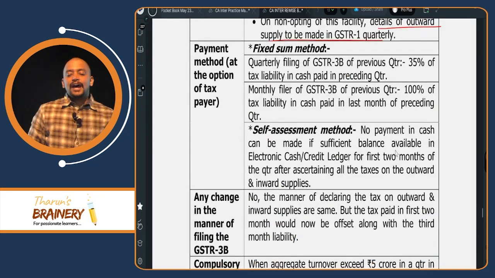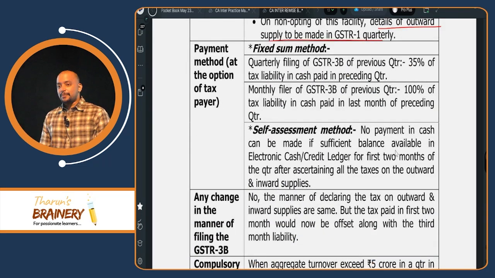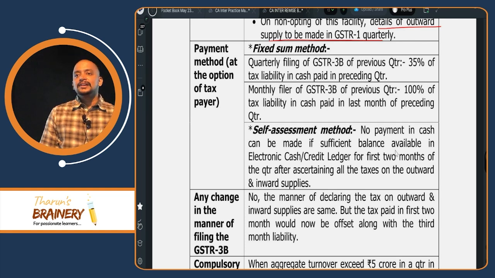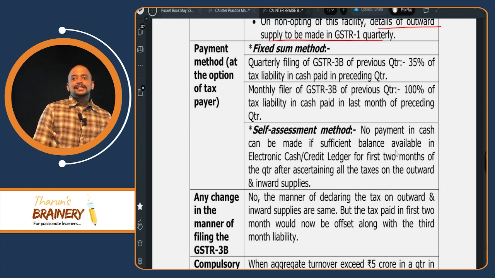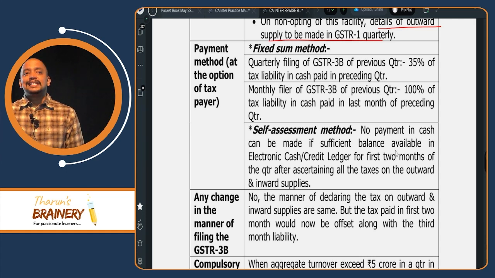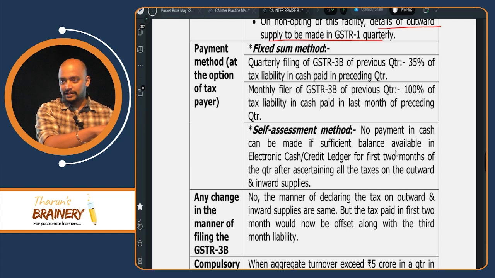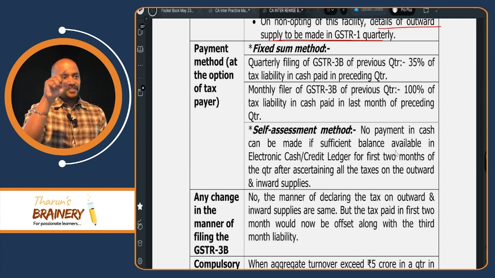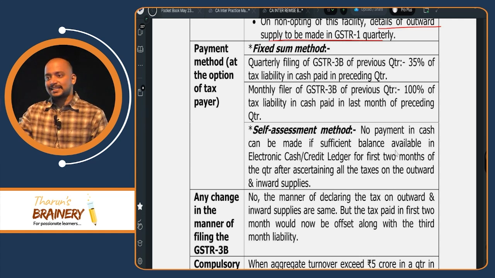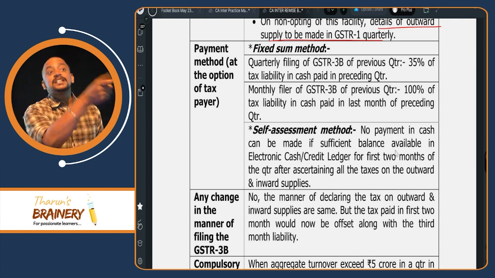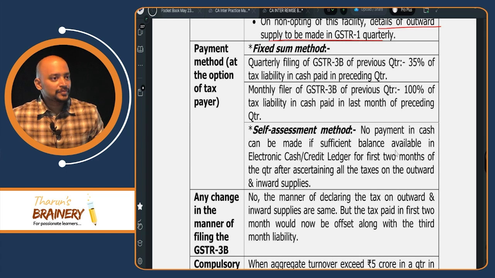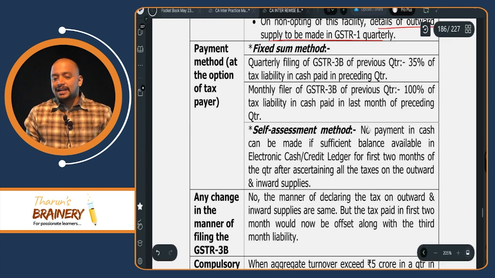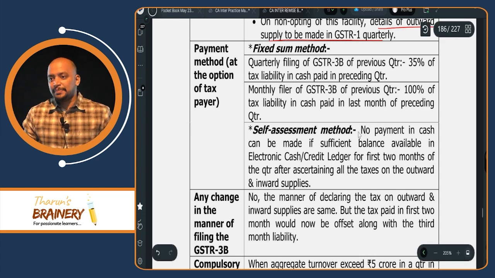Then we have 2 options for payment of tax. What are the 2 options? Fixed sum method and self-assessment method. In the fixed sum method, we need to take the GSTR 3B of the previous quarter and pay 35% of it for the first and second month. What if the previous 3B is a monthly 3B? Then the entire liability of that month you pay this month. Okay. So net liability or gross liability? Net liability.